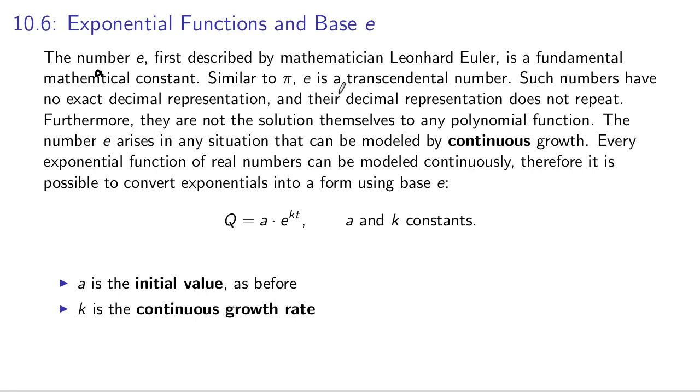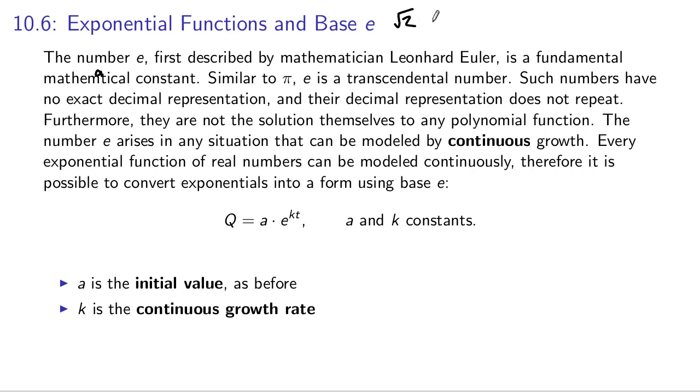Similar to pi, e is a transcendental number. Such numbers have no exact decimal representation, similar to, say, the square root of 2. Their decimal representation does not repeat. Furthermore, they are not the solution themselves to any polynomial function. That's different than the square root of 2.